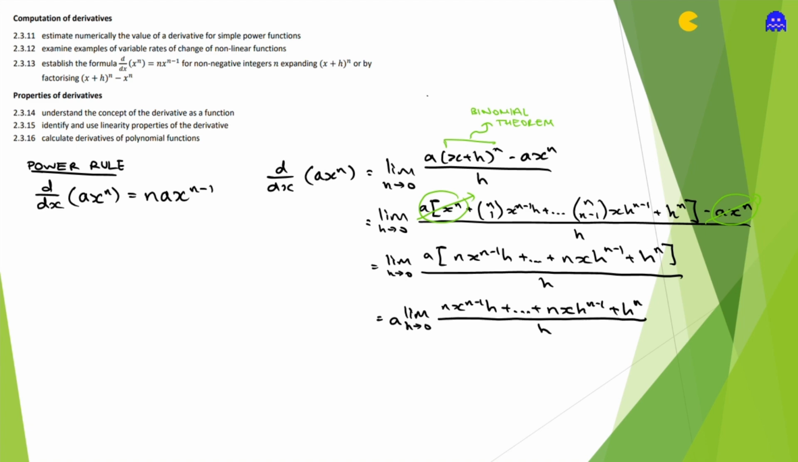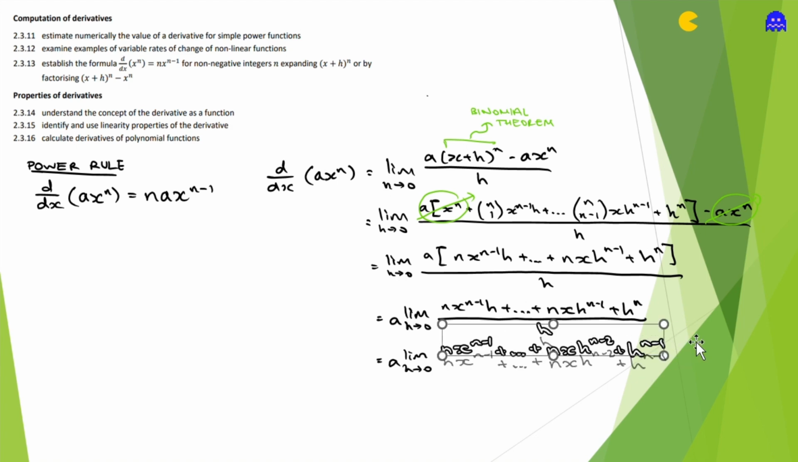We can now cancel all the h values out. So we are left with h tending towards 0 of n x to the n minus 1 plus so on and so forth, n x h to the n minus 2 plus h to the n minus 1, and we have cancelled out the h's now, so we can move this down.